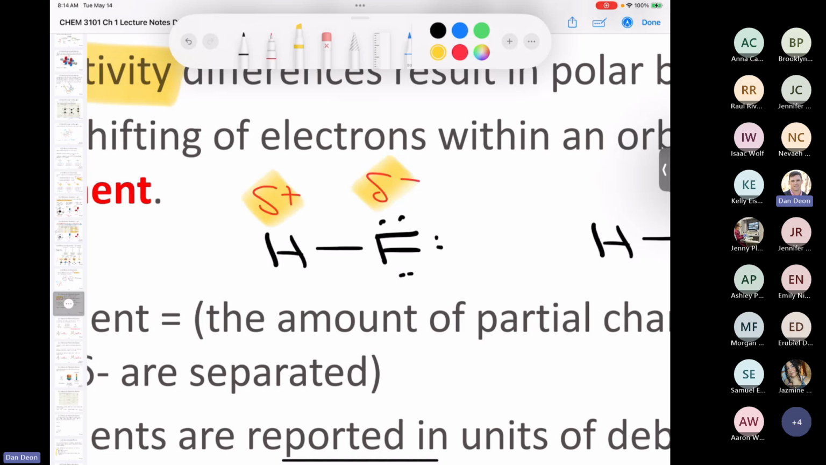It's not an anion and a cation flat out, but we see that more of the electron density is on the side of the fluorine. There's an unequal sharing of these two electrons.